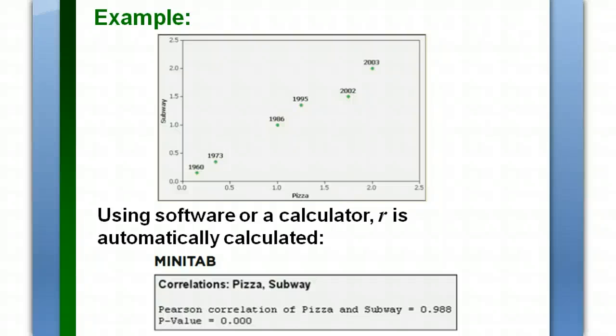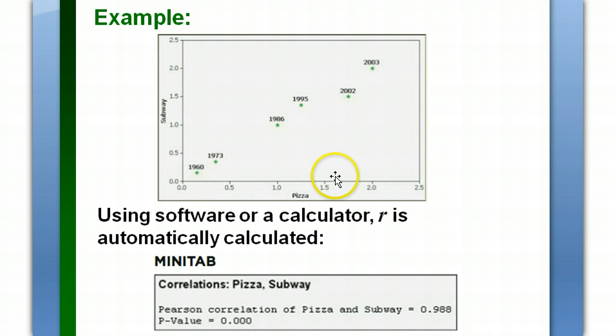This is a quick example of just understanding what R is and all that. This still isn't showing you how to compute it. We'll get to all that later. But this is just a data set showing the cost of pizza over several years. This is the cost of riding the subway in those same years.